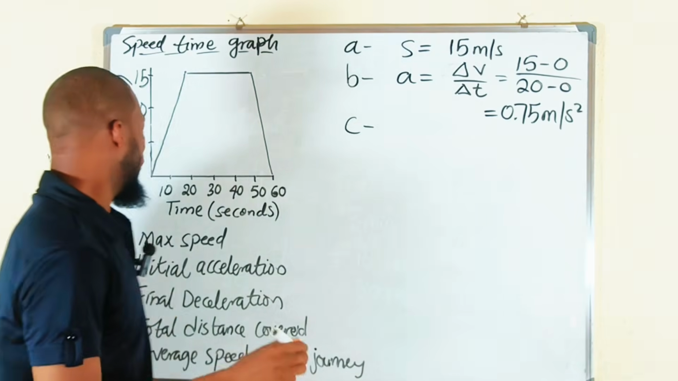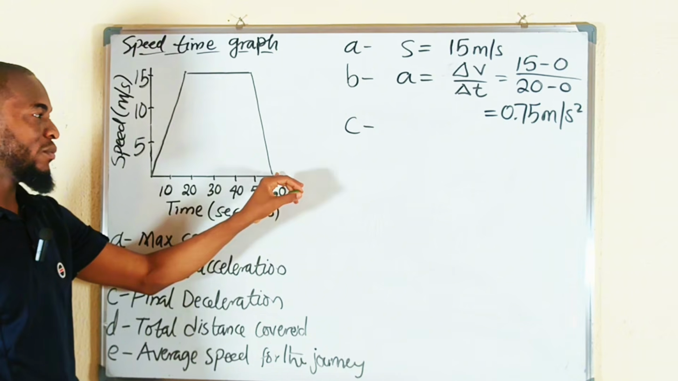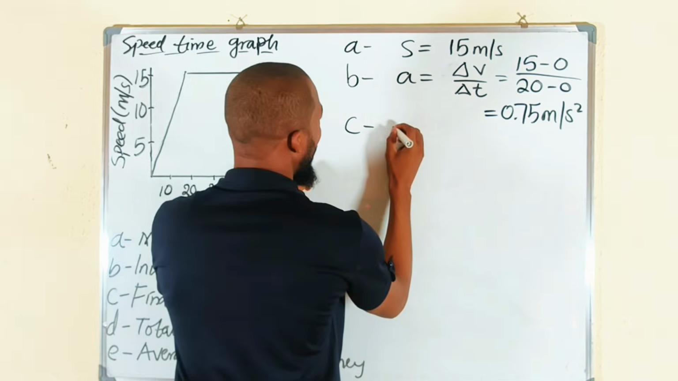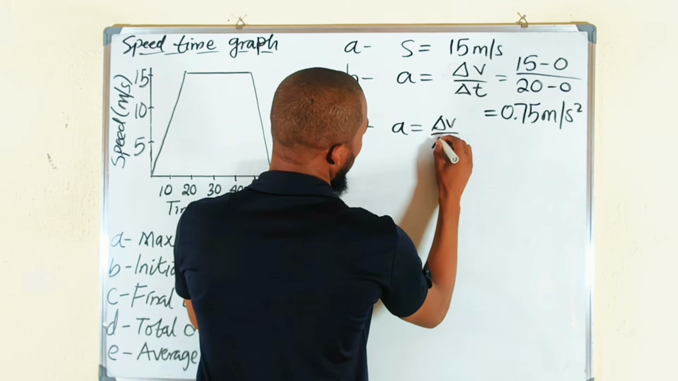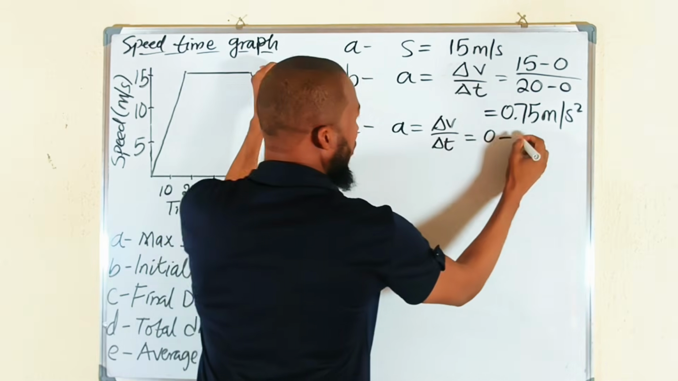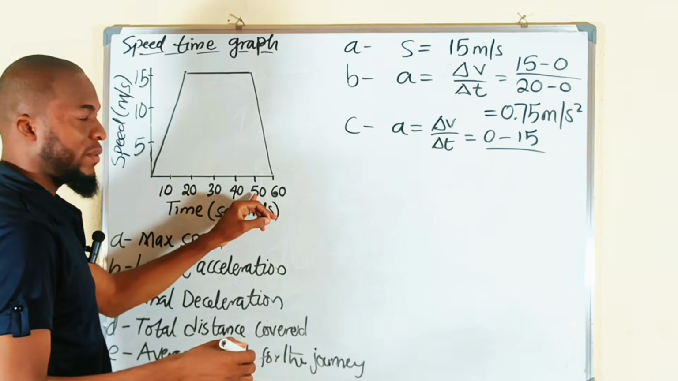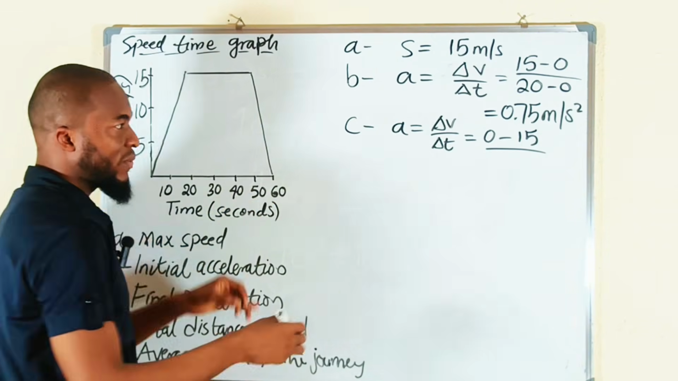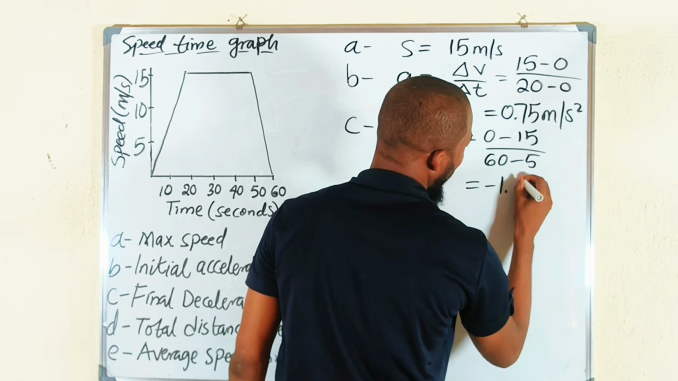Then C, final deceleration from here to here. This is the stopping point, so you have to start from here. This is the final, right? Final speed is 0. So let me write the formula: change in velocity over the change in time. This is 0 minus 15, right? Minus 15 divided by 60 minus 50. That is the time. From here, you can see it is under 50. So we have 60 minus 50, which is 10. This is going to give us negative 1.5.